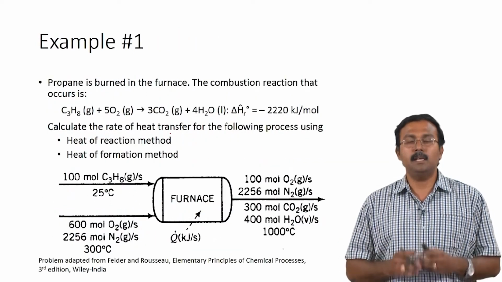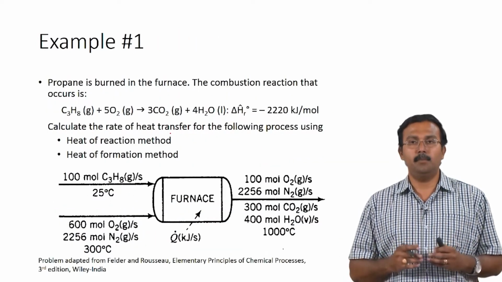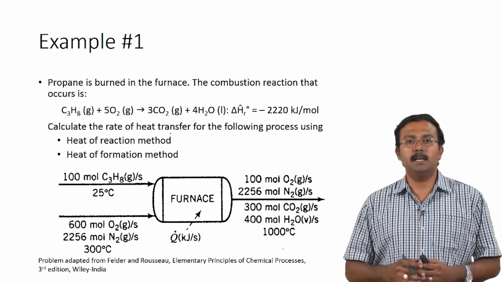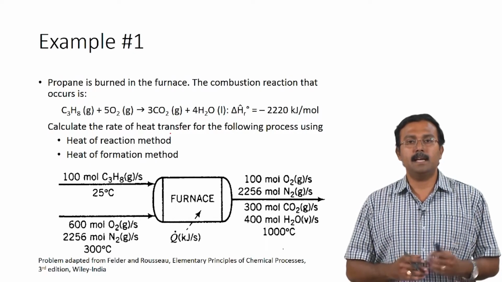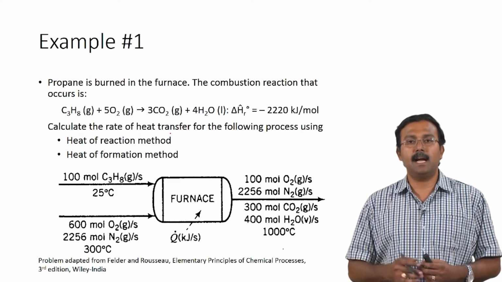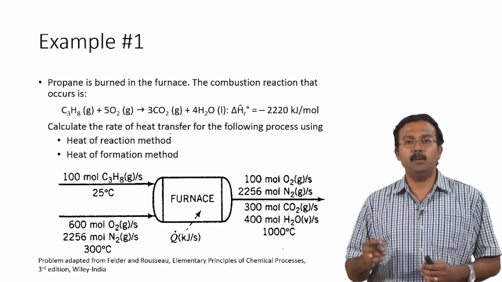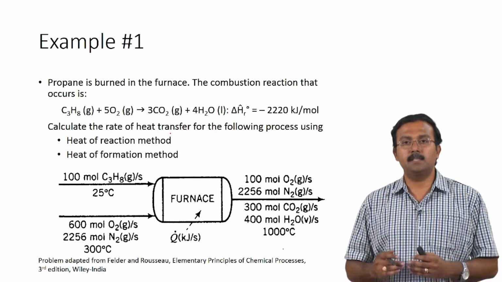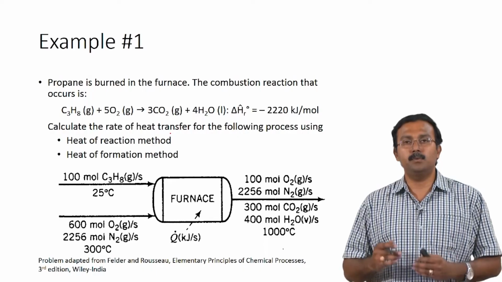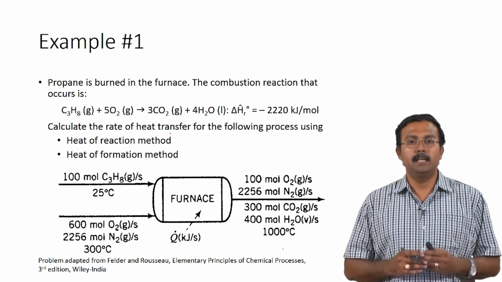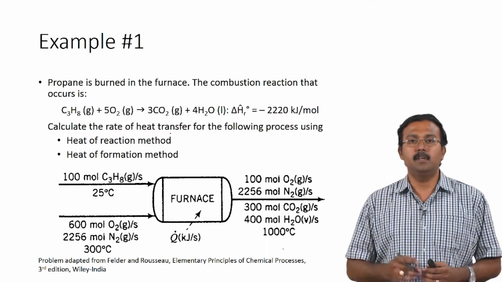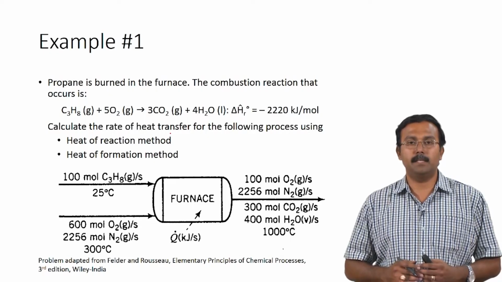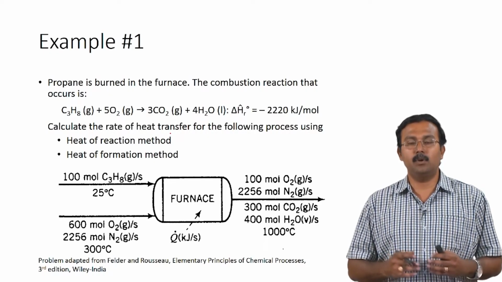So, here is an example problem where we have been asked to perform energy balances for a reactive system. Propane is burnt in the furnace. Combustion reaction which occurs is propane gas reacts with oxygen gas to form carbon dioxide gas and water liquid, and for this reaction you have the heat of reaction which is given as minus 2220 kilojoules per mole. You are asked to calculate the rate of heat transfer for the following process using heat of reaction method and heat of formation method, and the flow chart gives all the details.